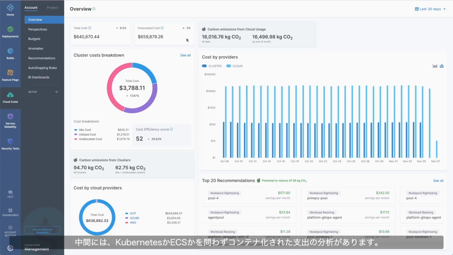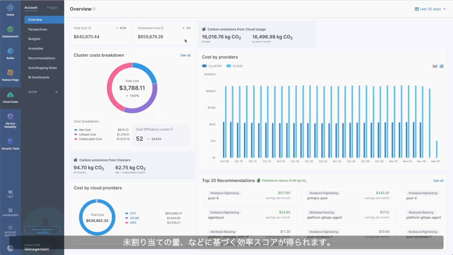In between those, we've got an analysis of our containerized spend, whether this is Kubernetes or ECS, giving us an efficiency score, which is based on how much of that spend we're really utilizing: CPU, memory, storage. How much of it is idle would indicate where developers have oversized their deployments of workloads, and then how much is unallocated would indicate that the clusters we have defined are oversized for the workloads that we're actually deploying to them.